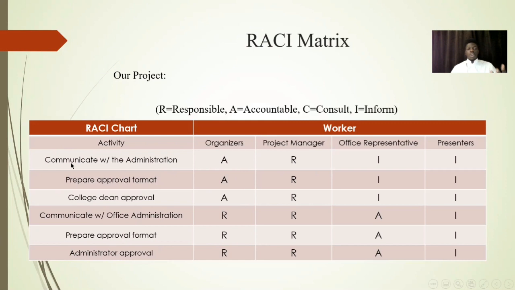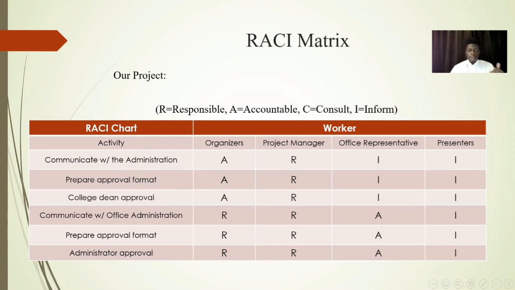Okay, so to communicate with the administration at King Abdulaziz University, the organizers are accountable for this task. They're accountable to prepare the approval format and accountable to get the dean's approval. The project manager will give them help, and the office representative and the presenters will just be informed that we have the approval from the university.